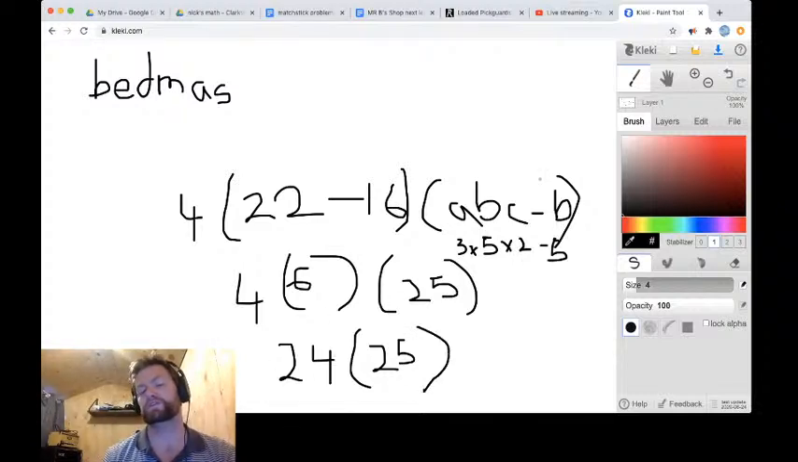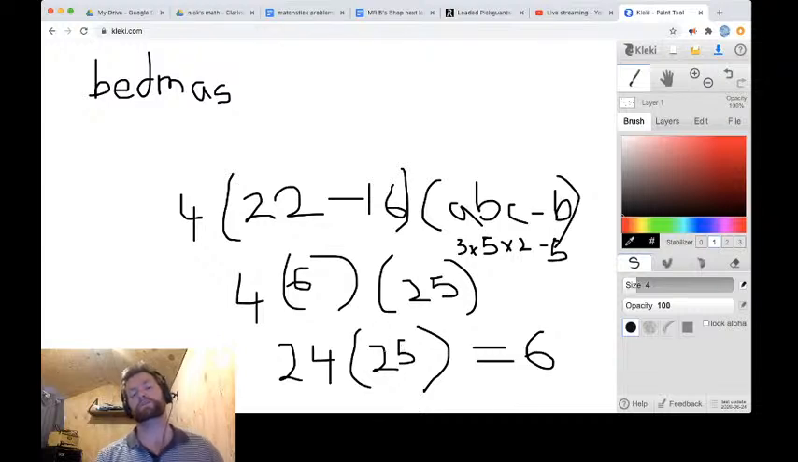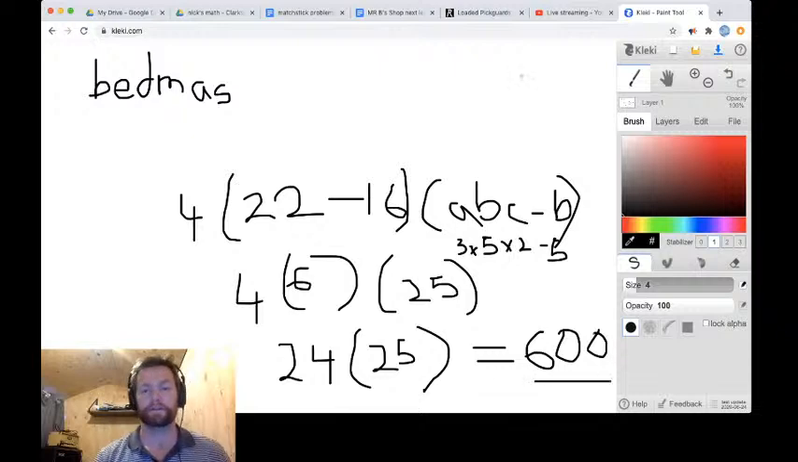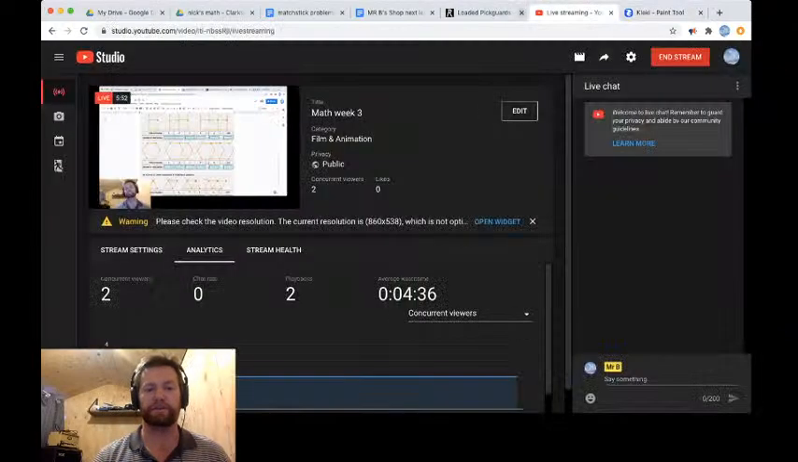10 times 25 is 250. 20 times 25, it's going to be 500. 4 times 25, so the answer is 600. I just broke that into groups of 10, guys, into groups of 10 25s. And 10 25s is 250, 20 is going to be 500, and 4 25s, if you don't know, is 100. So the answer would be 600. There we go. That's a breakdown of everything you have to do this week.